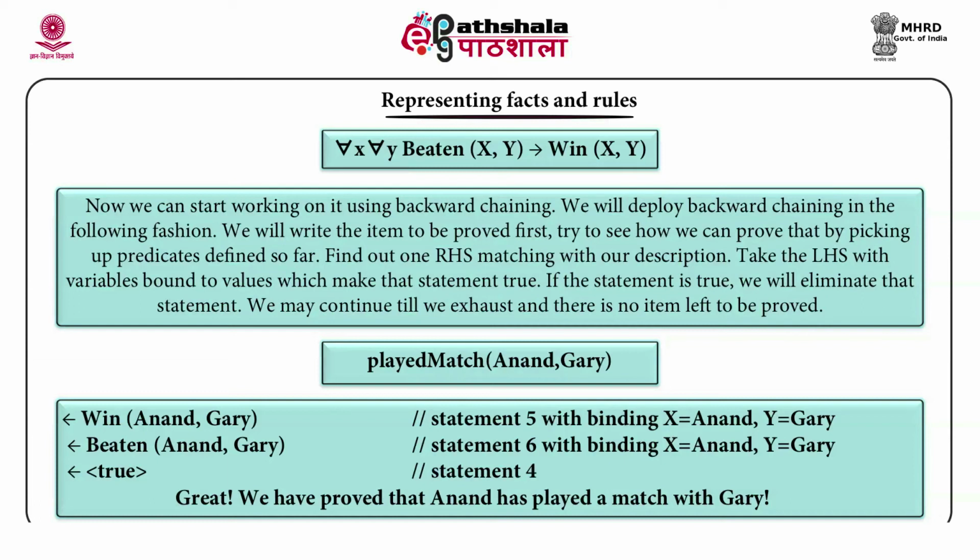So, that is the sixth statement which we are reading, and now you can see how it proceeds. So, played match Anand Gary, which can be proved if we prove win Anand Gary, which can be proved if we prove beaten Anand Gary, which is there in the statement. So, it is already proven. So, we have proven what we want to.